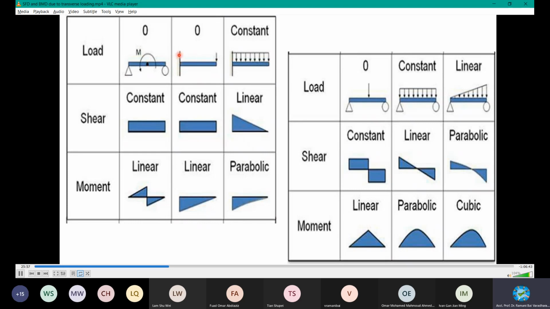Because it's free, no moment, zero. It can move freely. Because it's fixed, no moment, the moment is arrested. The member will react to this arrestment.